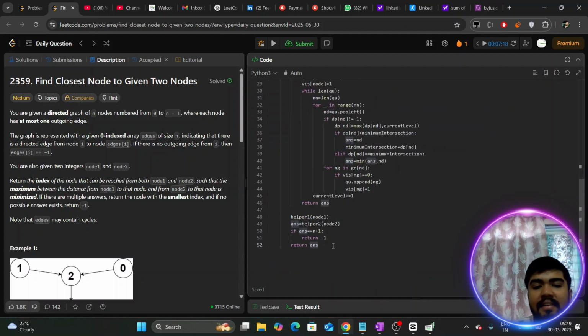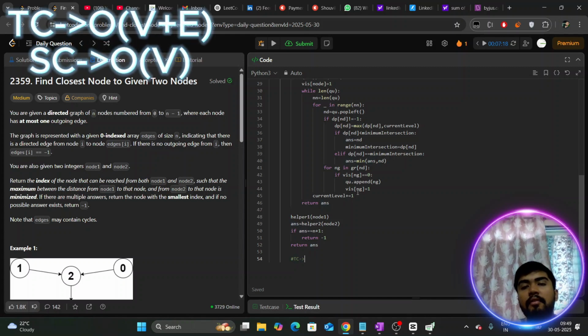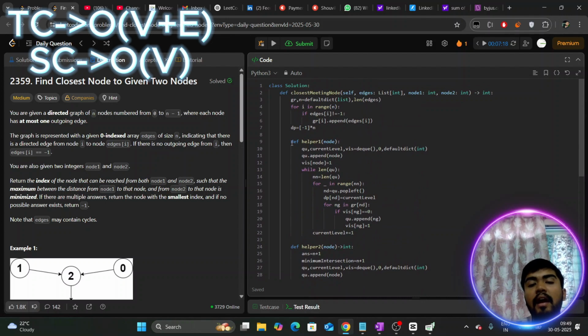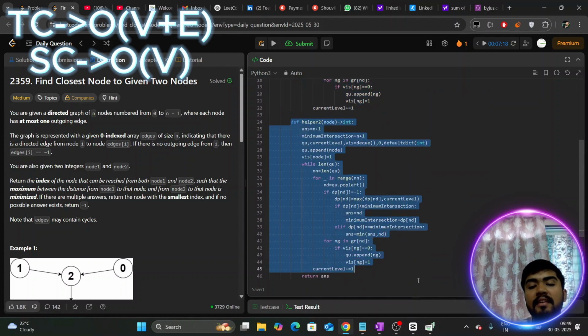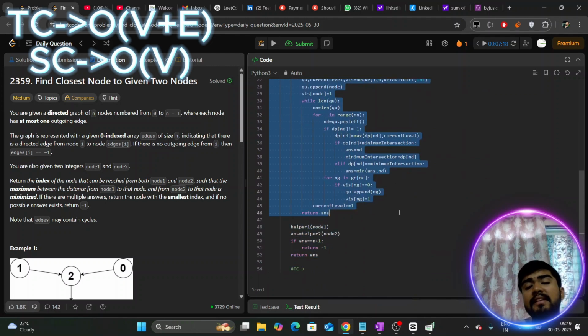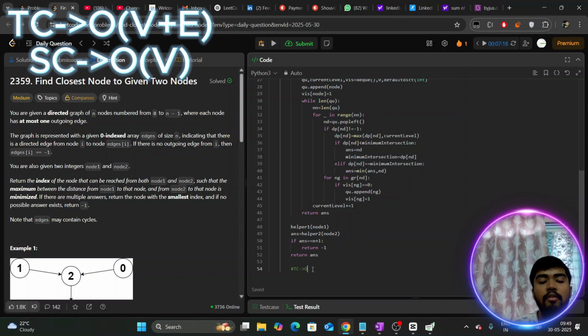So now we can quickly discuss the time complexity. The time complexity of this particular algorithm is definitely BFS time complexity. This is a standard BFS we are doing, and here also we are doing a standard BFS only. So the time complexity is big O of 2 into V plus E, not more than this.